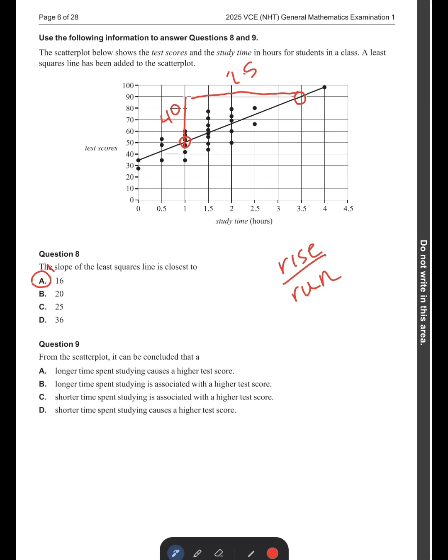Okay. From the scatter plot, it can be concluded that longer time spent studying causes higher test scores. Now, we never ever use terms like cause, okay? So that's definitely not going to be there. Longer time spent studying is associated with higher test scores. So the longer you study, the higher your test scores, and that one is correct. Shorter time spent studying associated with higher test scores, that's not correct, and this last one uses the word causes, so it's definitely not that, so it is going to be B.